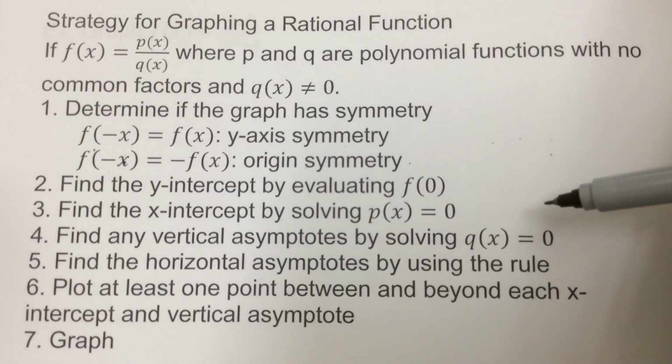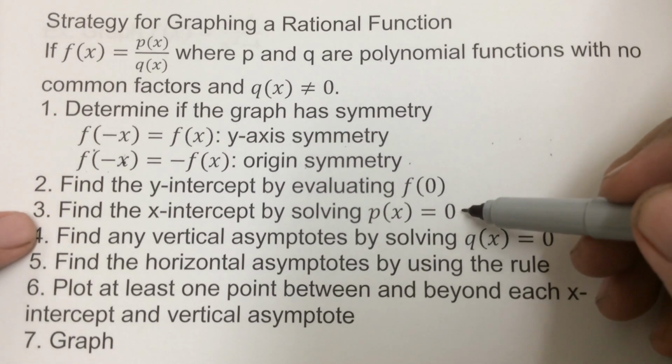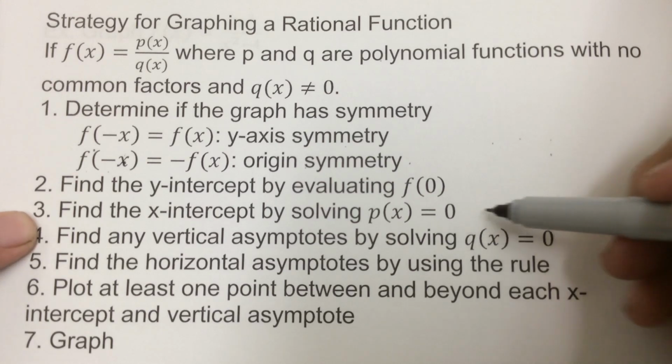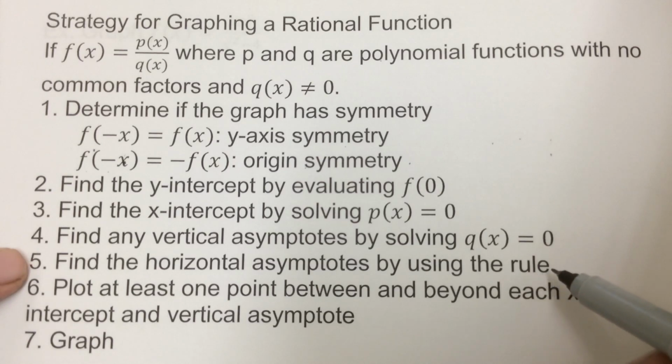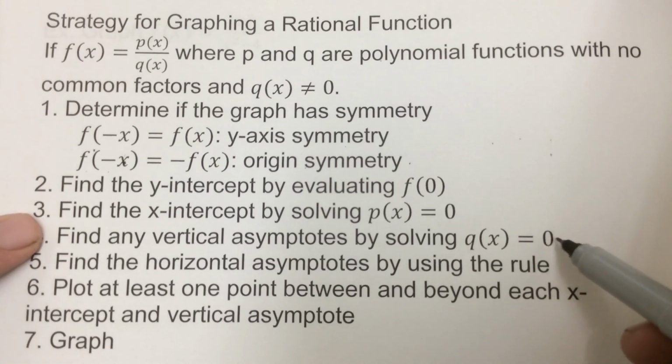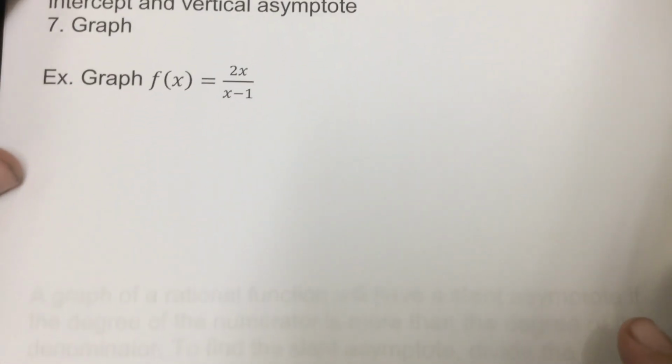So, looking at those, then we're going to find the y-intercept by putting 0 in for x. We're going to find the x-intercept by setting our top equal to 0 and solving it out. We're going to find any vertical asymptotes by solving the bottom set equal to 0. Find those horizontal asymptotes by following the rules there. Then we're going to plot at least one point between and beyond each x-intercept and vertical asymptote, and then we graph it. So this is how this is going to work.